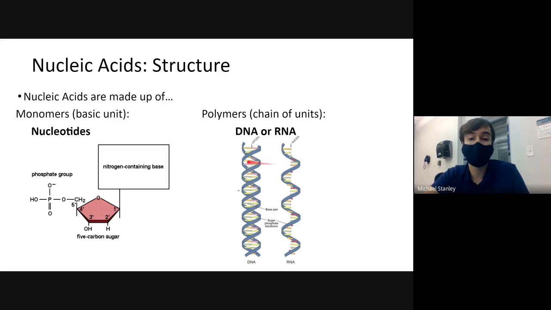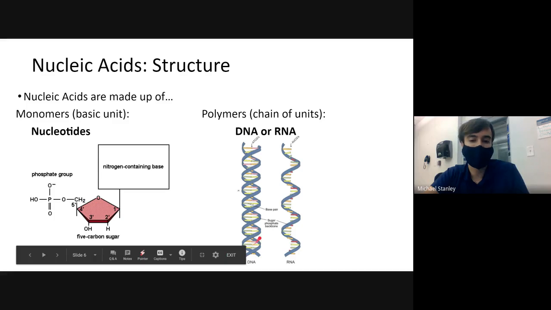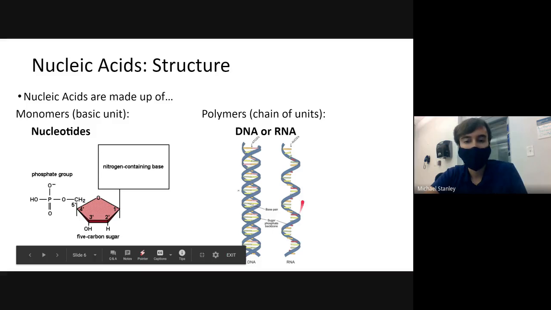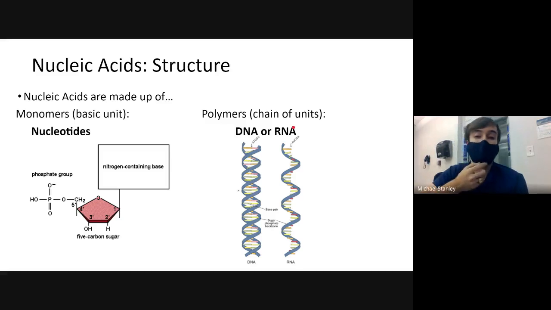So there are two different types of nucleic acids. There is DNA, which is the double-stranded type that we're going to be talking about today. There's also RNA. RNA is just one single strand. And there are a couple of other differences between RNA and DNA, but we'll talk about those in a later class.